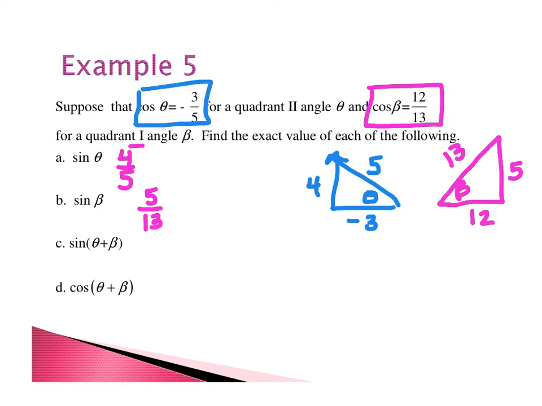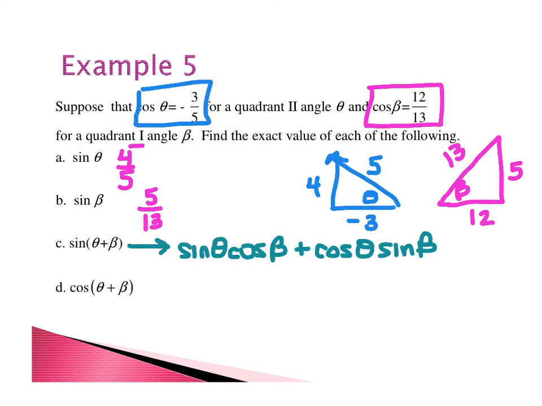C says find sine of theta plus beta. So now we're back to our sum and difference formula. Sine is sine of the first, cosine of the second. Keep the positive or negative sign the same. Cosine of the first, sine of the second.